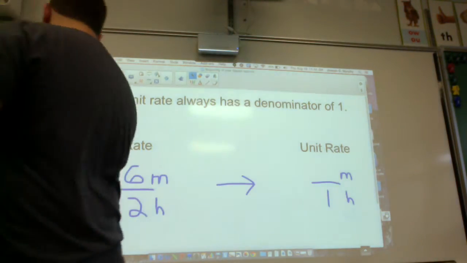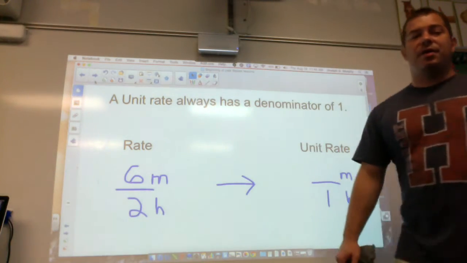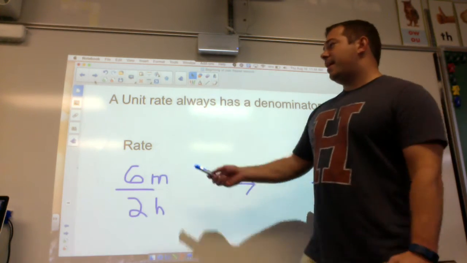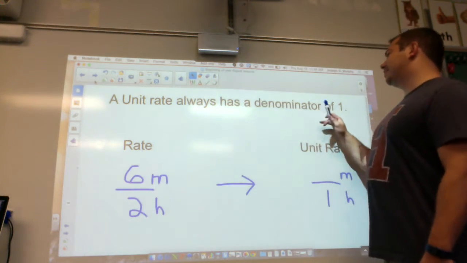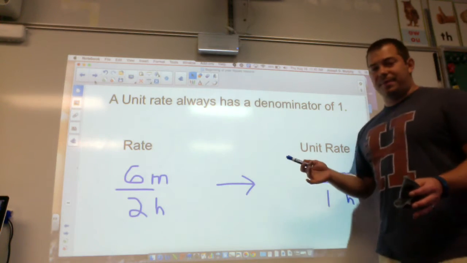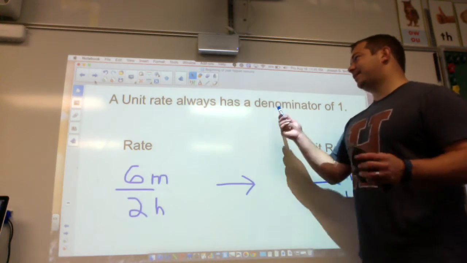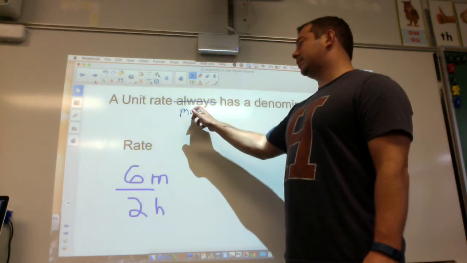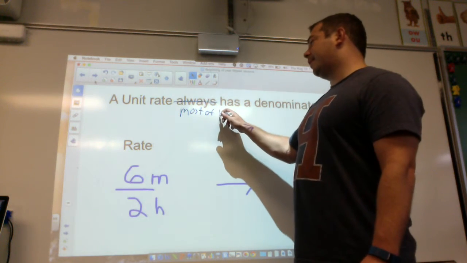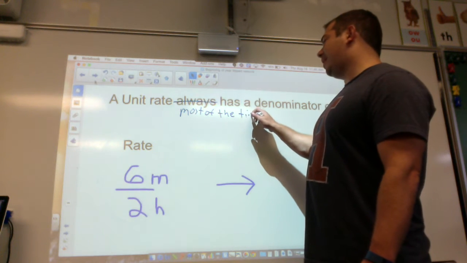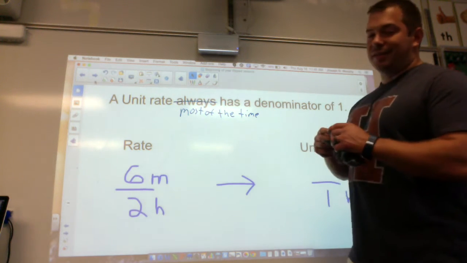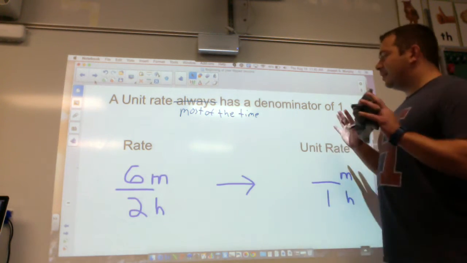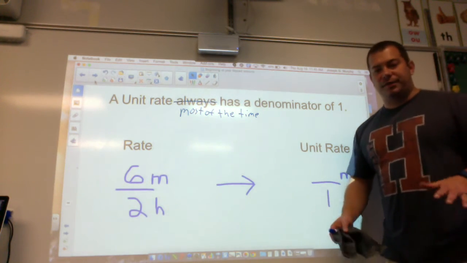So, here's the big thing to write down in your notes today, and don't forget it. Write this down right now in your notebook. A unit rate always has a denominator of 1. Except, well, I shouldn't have said always. I'm going to cross that out and say most of the time. You'll see why at the end, it does not, sometimes. Most of the time it has denominator 1. Let's just think about it as always for right now.